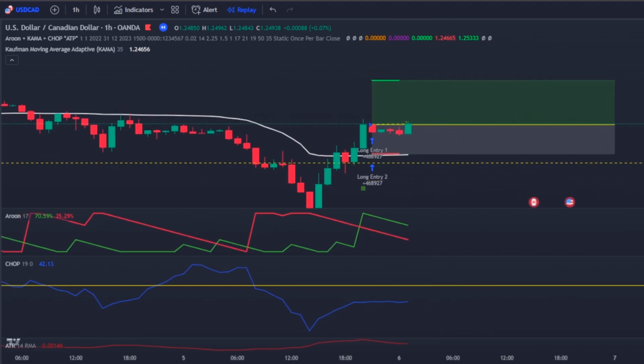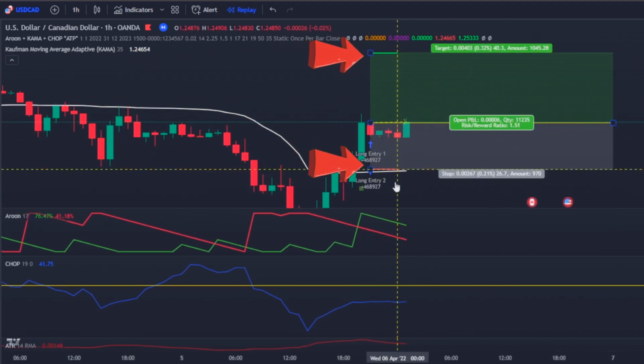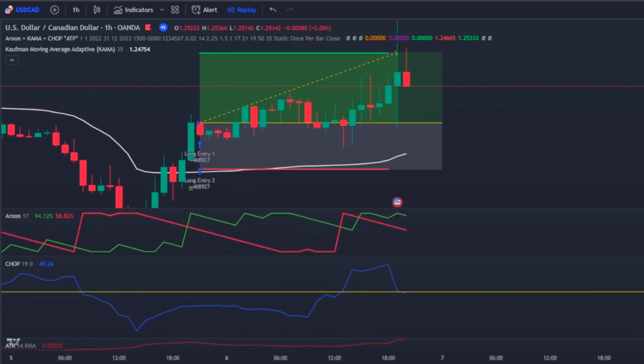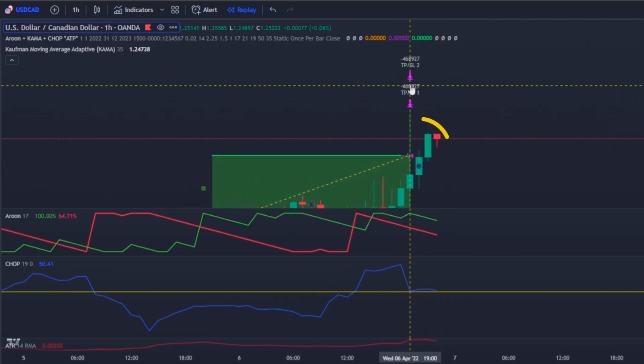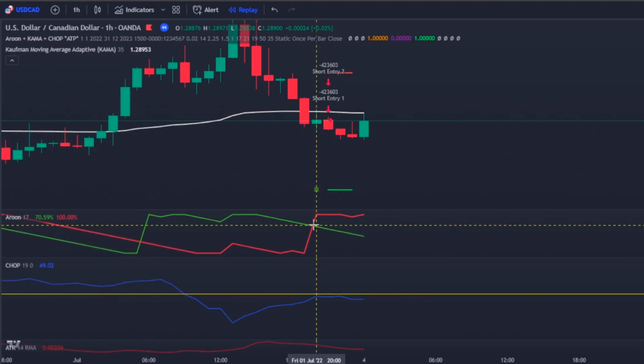So, first of all, we can see that my bot entered the position and placed the stop loss and take profit values perfectly. Now, let's fast forward to see what will happen. As you can see, the take profit was easily hit here and the bot closed the trade. Now let's look into a short trade example.